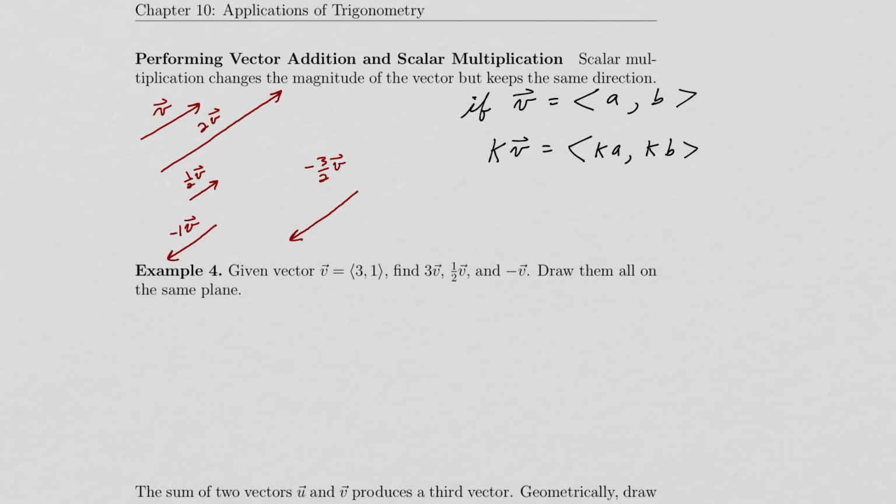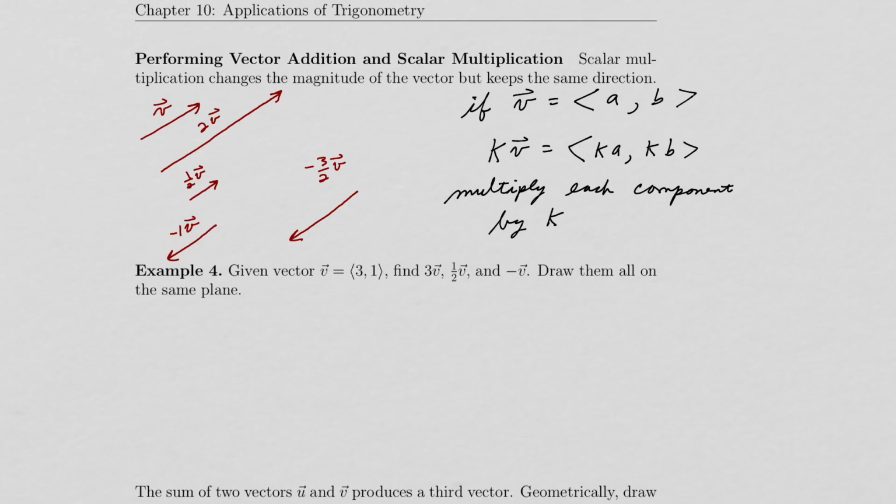So k times v is the same thing as triangle bracket ka. I'm multiplying the x component by k, and then kb, the y component, the b, by k. So you basically multiply each component by k. So that's all scalar multiplication is.